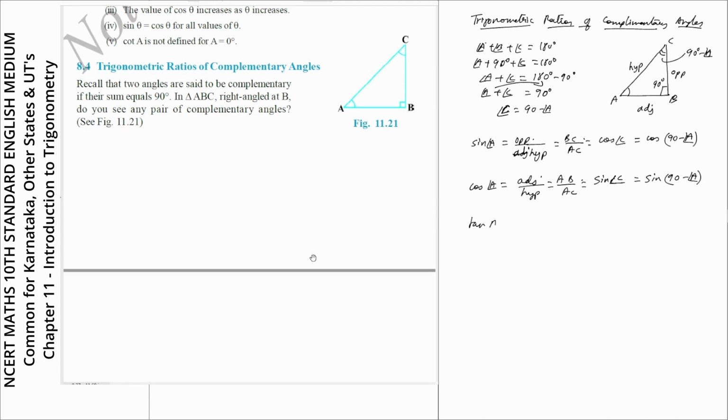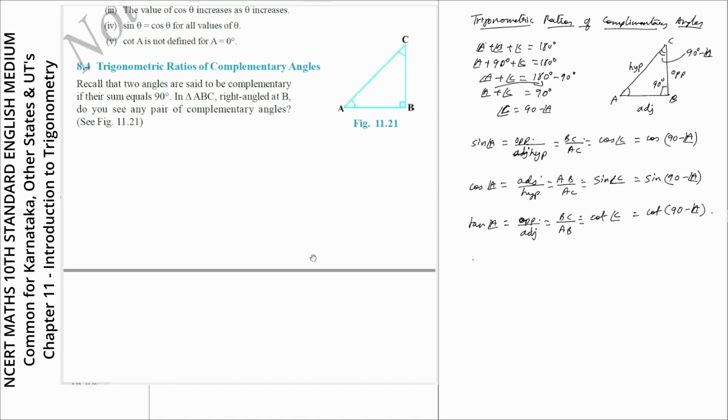Similarly, tan of angle A is equal to opposite by adjacent. With respect to angle A, the opposite side is BC and the adjacent side is AB. So BC by AB is also equal to cot of angle C. With respect to angle C, BC by AB is cot C. So this I can write as cot of 90 minus angle A.